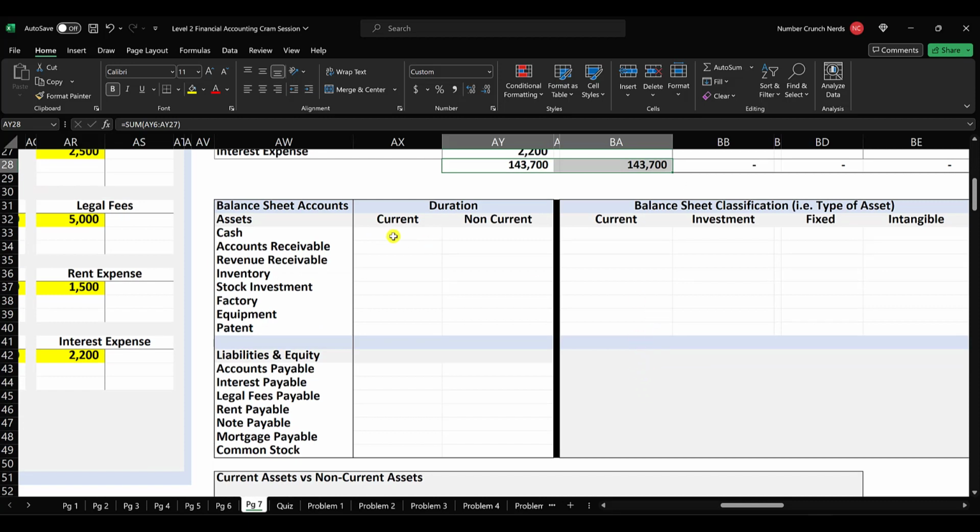So we're going to go through this right here. Here's all the assets. First we're going to classify them by duration. Duration is current or non-current.